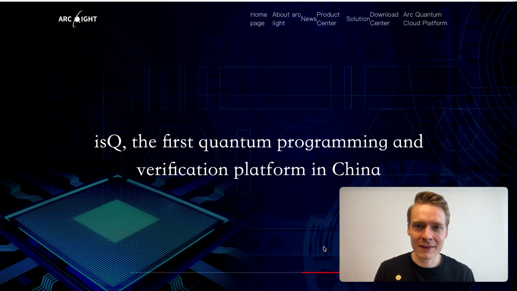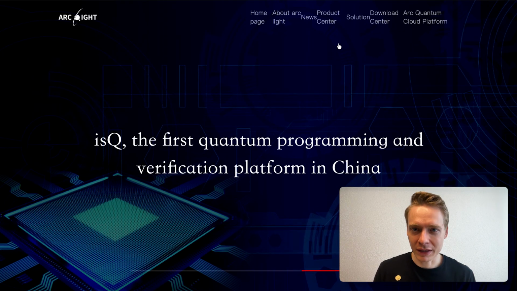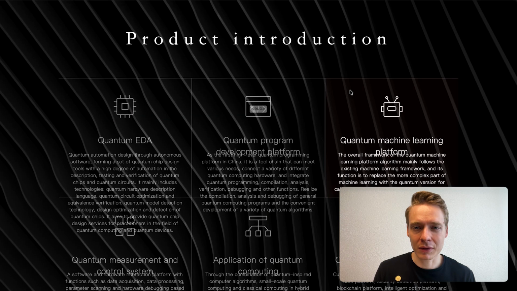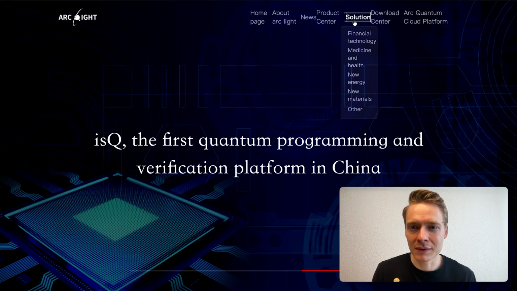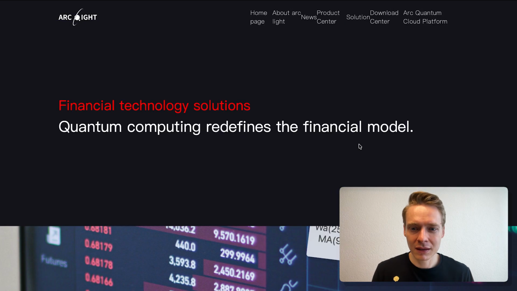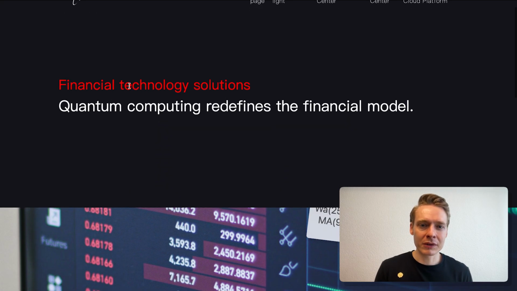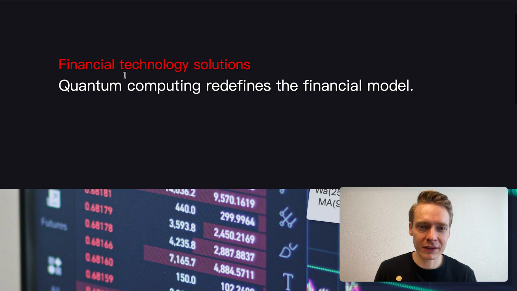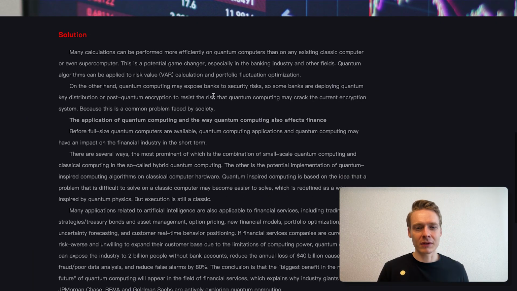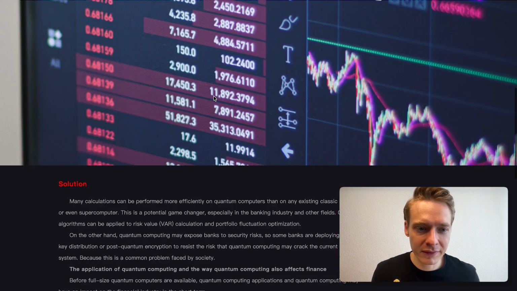Good. So let's quickly check out the product center. I guess, okay, we've seen the product center. Let's see what we have in terms of solutions then. So quantum computing redefines financial model, financial technology solutions. So we are looking into the finance part first.